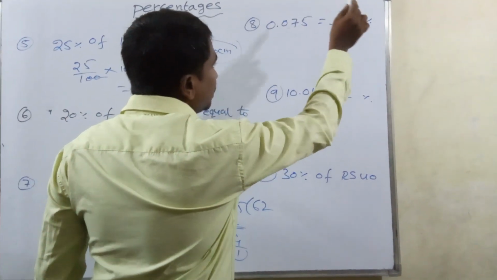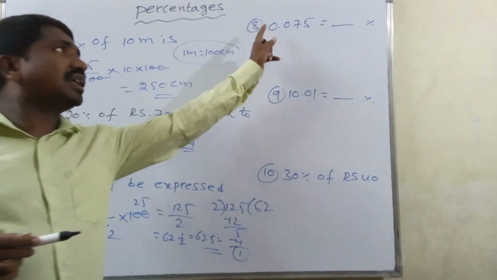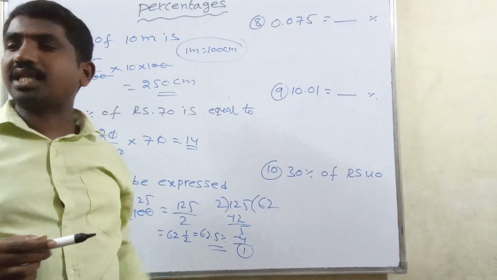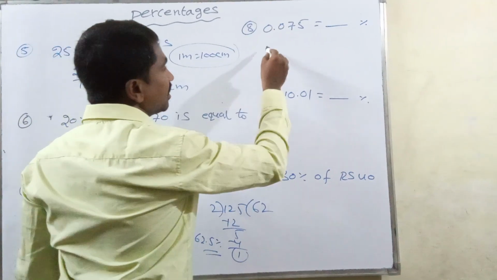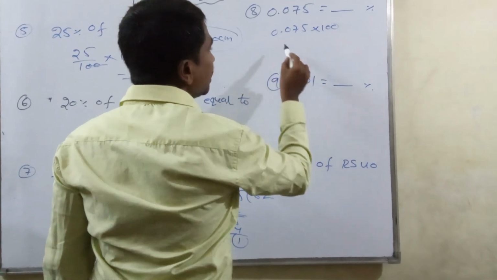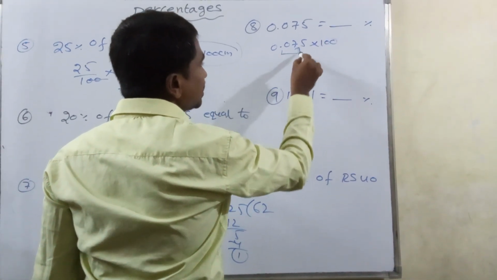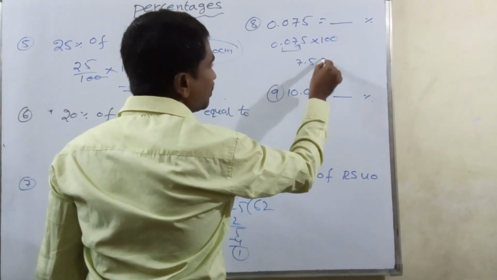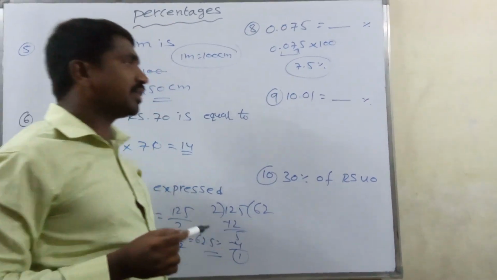0.075 equal how much percent? To convert that decimal or fraction to percentage, here we have to multiply with 100. So 0.075 into 100. The point moves 2 digits, right? 7.5 percentage.